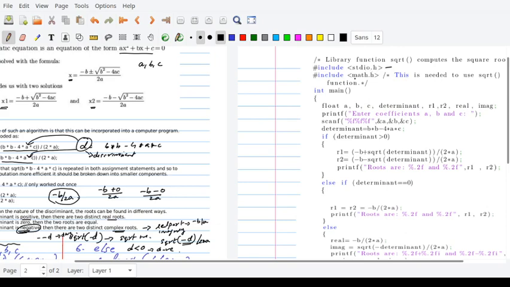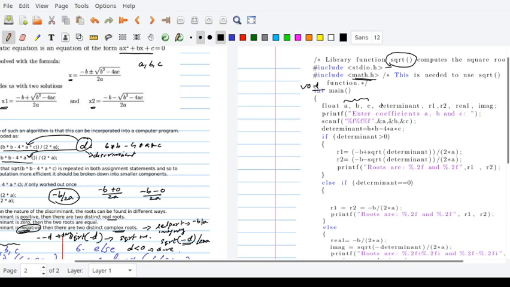Then you have something called math.h. This has to be included. This math.h is required to use the square root function in our program. It is a header file which includes a lot of mathematical functions. So if you want to use the square root function in your program, you will have to include the math.h header file. Then I have the main function. Then I have to read the three variables or the three coefficients a, b and c. So I am declaring those three coefficients.